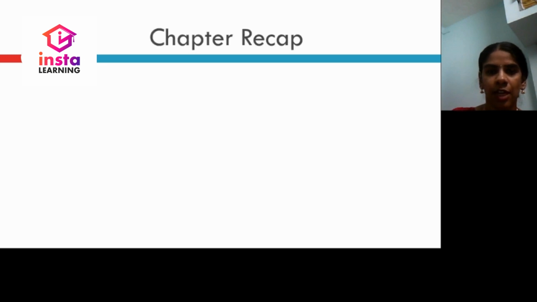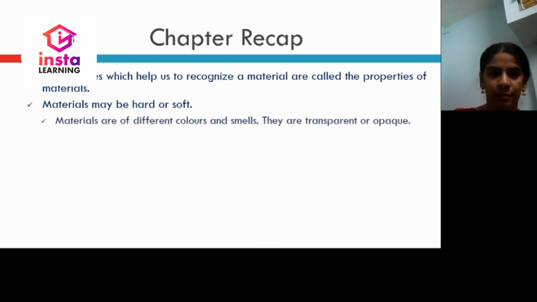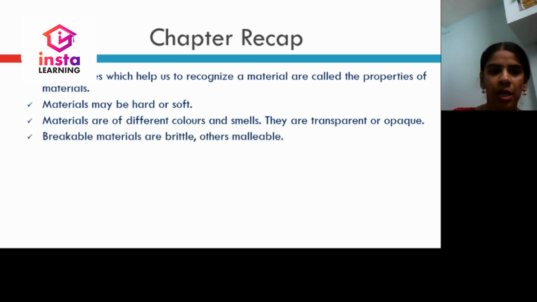Let us recap the chapter. The features which help us to recognize a material are called the properties of materials. Materials may be hard or soft. Materials may be of different colors and smell. They may be transparent or opaque. Breakable materials are brittle, while others are malleable.